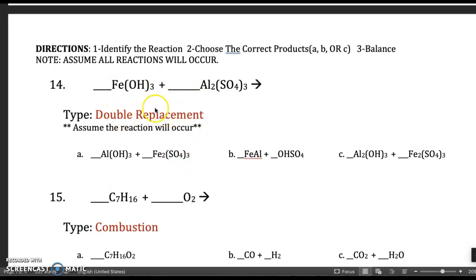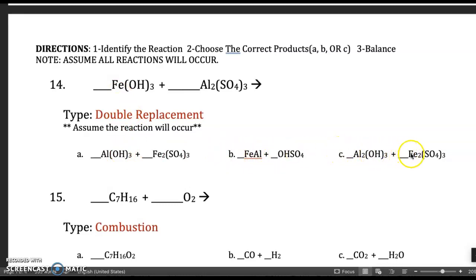So I know this is double replacement because I have 2 ionic compounds. And if I know it's double replacement, it tells me Fe and Al are going to switch spots. Okay, so A could work there. B, Fe and Al are going together, so that's not it. And then Al and Fe.